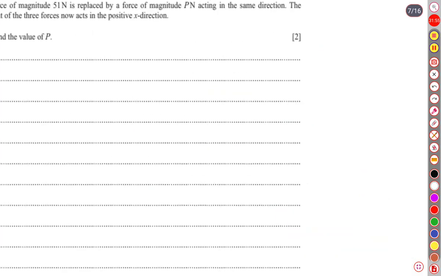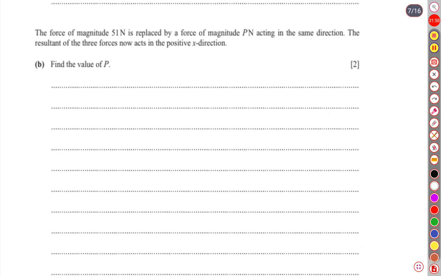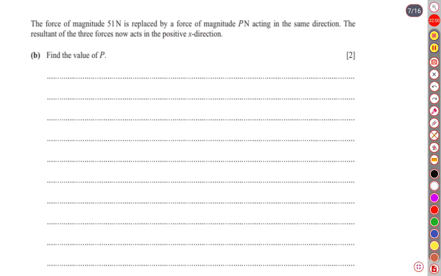It says the force of magnitude 51 Newton is replaced by a force of magnitude P Newton acting in the same direction. The resultant of the three forces now acts in the positive x direction. Here there is a twist: all three forces act in the positive x direction, which means in the y direction there is no resultant force. So we will use that concept. If we resolve the forces vertically, we can write the vertical forces.